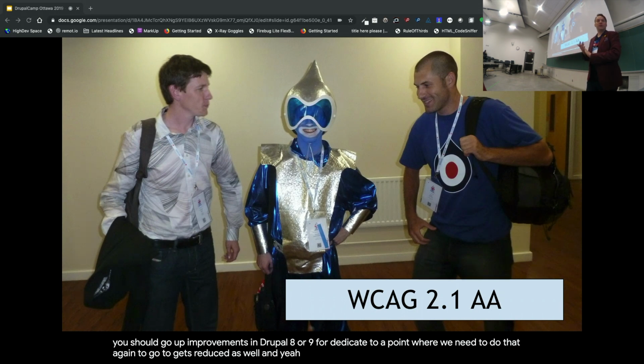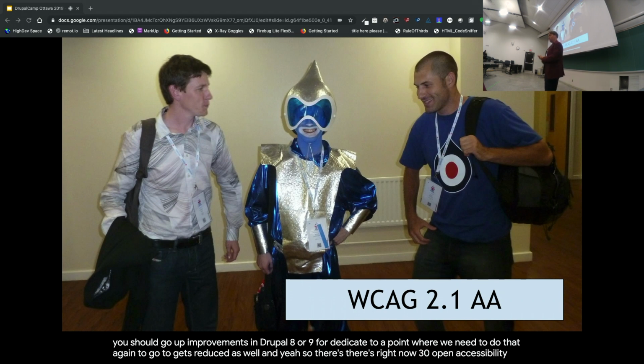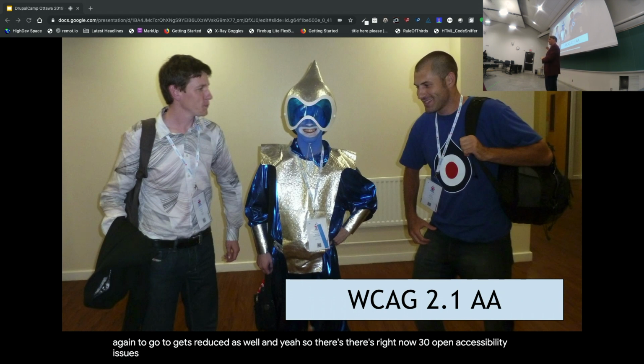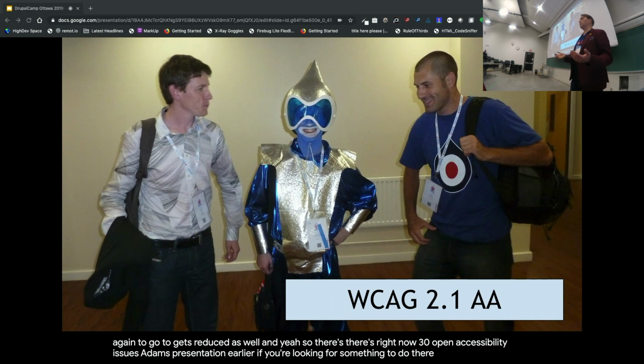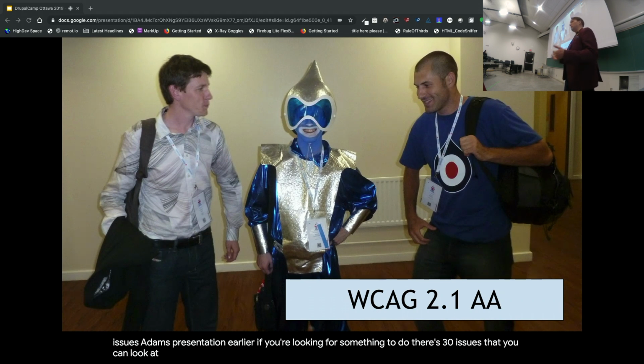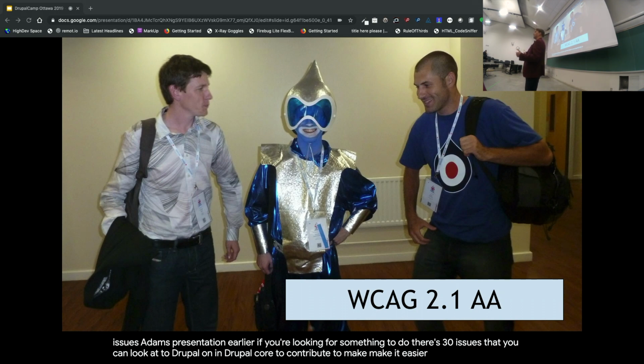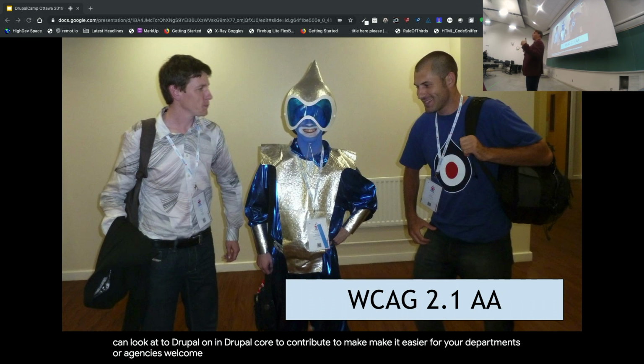There are right now 38 open accessibility issues in the issue queue, and going back to Adam's presentation earlier, if you're looking for something to do, there are 30 issues that you can look at in Drupal core to contribute, to make it easier for your department or agency to implement their website for WCAG 2.1 requirements, because it's something that has already been part of the Drupal community.